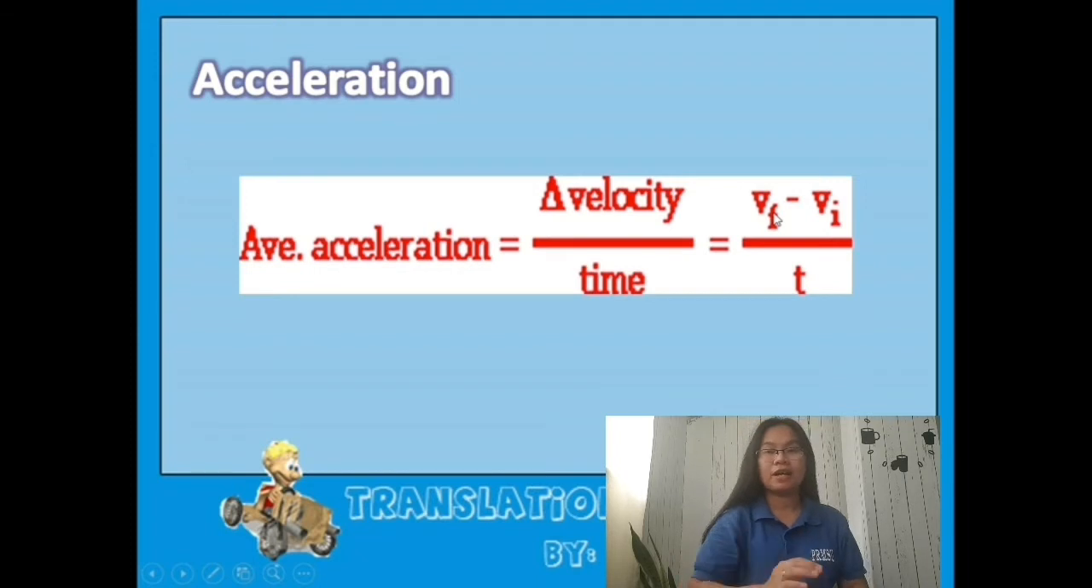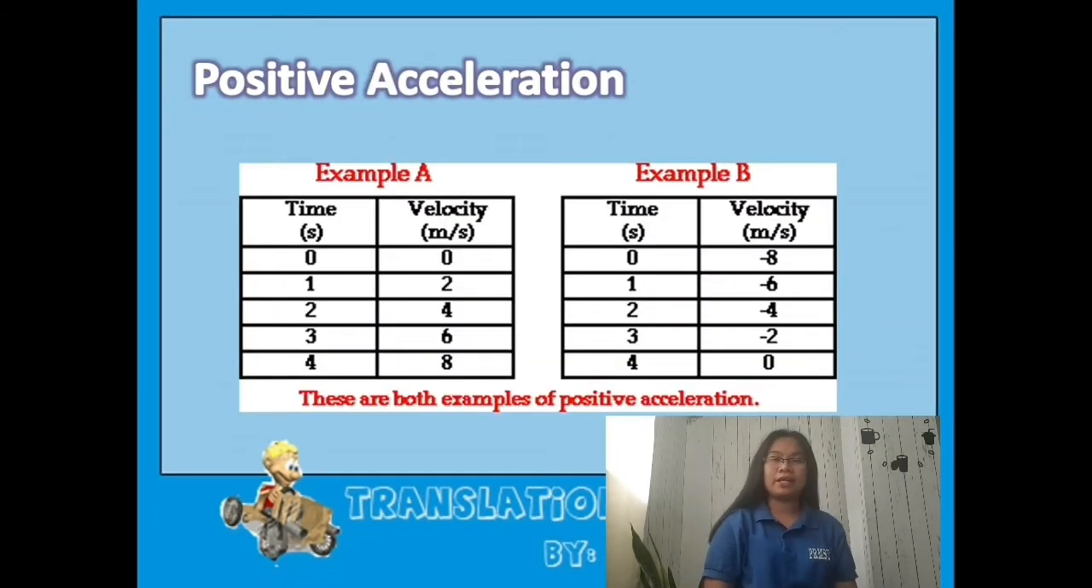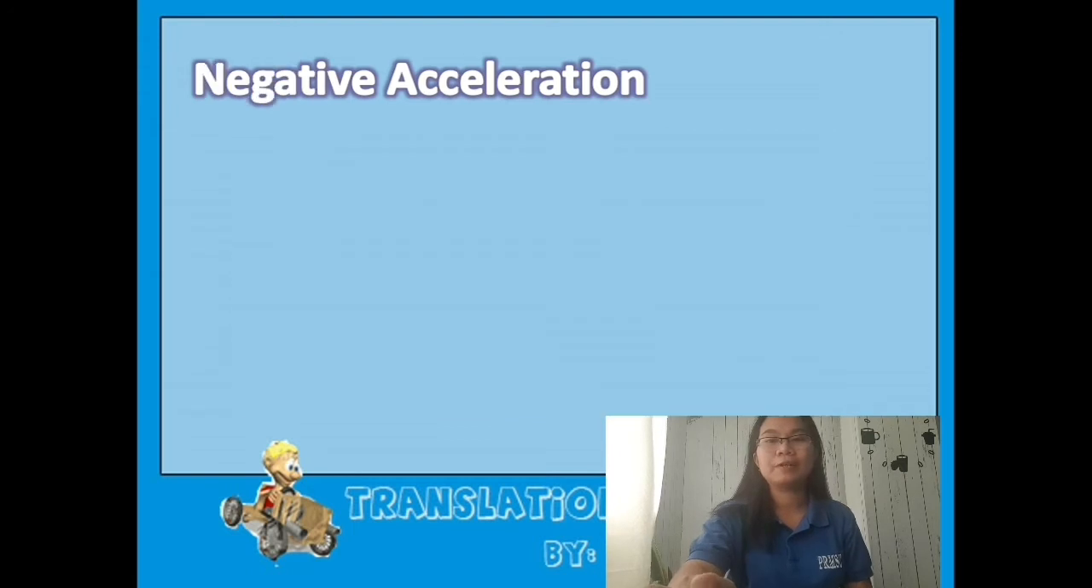When we say positive acceleration, I want you to analyze the table. Look at example A. From 0, it became 2 meters per second, then 4 meters per second. So you can see here that the velocity is increasing. So that is a positively accelerating object. For the other example, we have from negative 8 to negative 6 meters per second, to negative 4 meters per second. Still, the velocity is increasing. So again, it's positive acceleration.